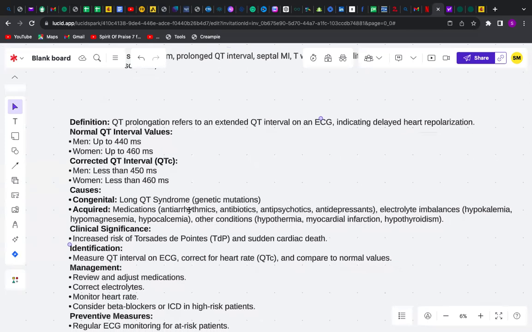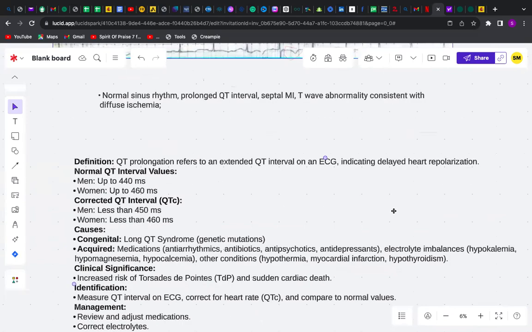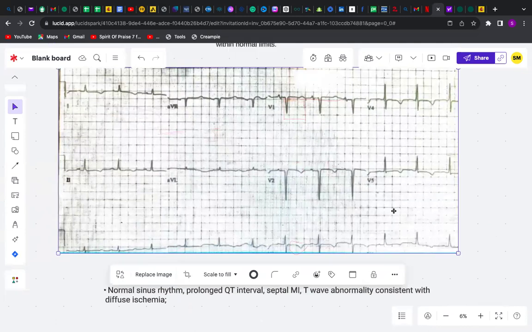So we have to also be careful, as the case might be. And then we have electrolyte imbalances, okay, as well. And then conditions like hypothermia, MI, and hypothyroidism could also cause it. So that comes here.